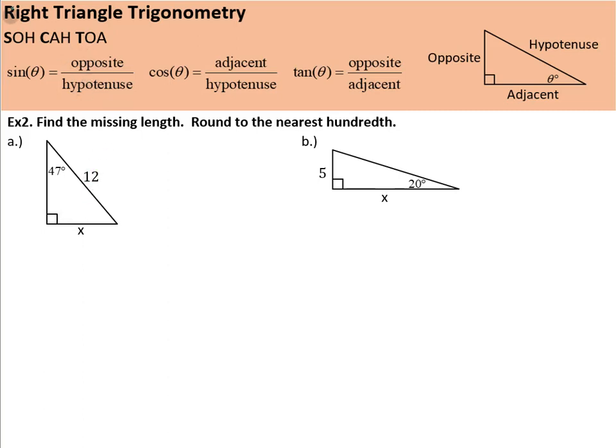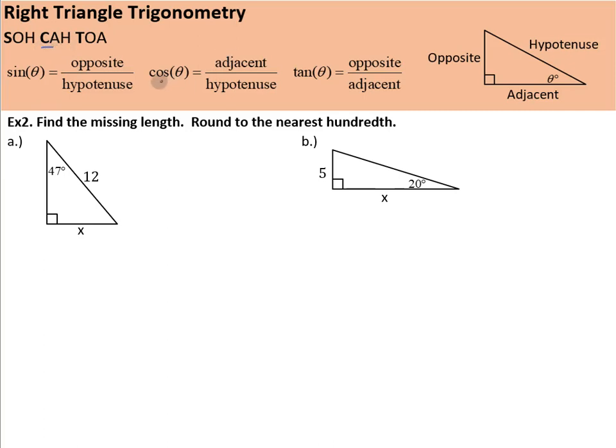Okay, next up, let's review some right triangle trigonometry, SOH CAH TOA. What this is supposed to help us memorize is the three right triangle trig ratios. Sine of our angle equals the opposite over the hypotenuse, O over H, opposite over hypotenuse.